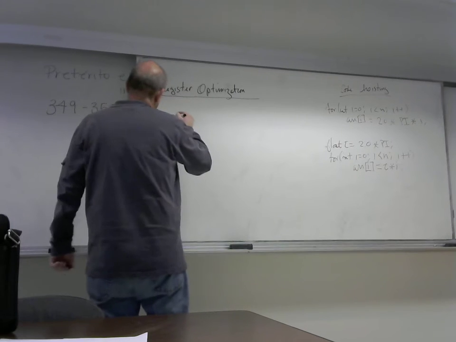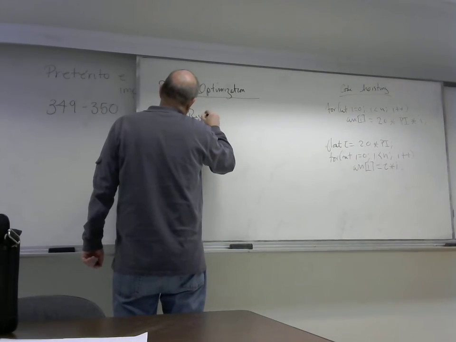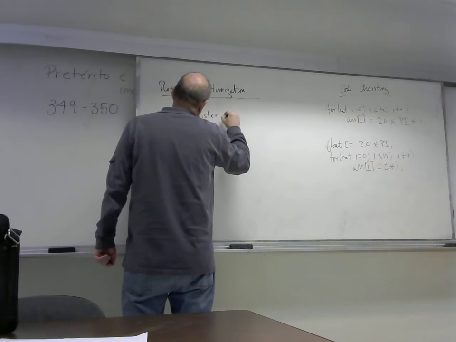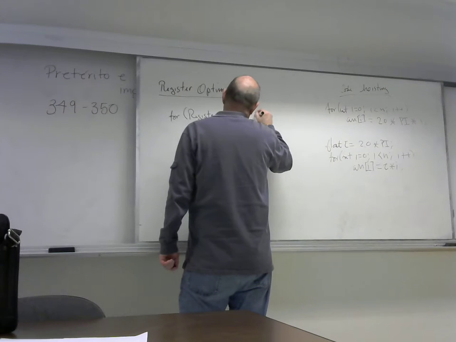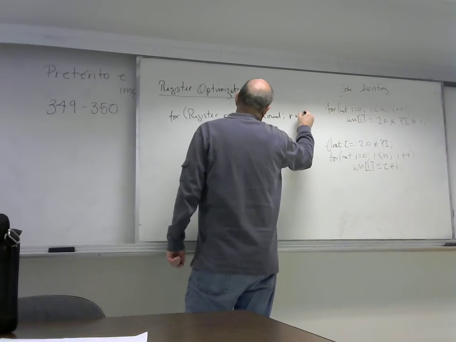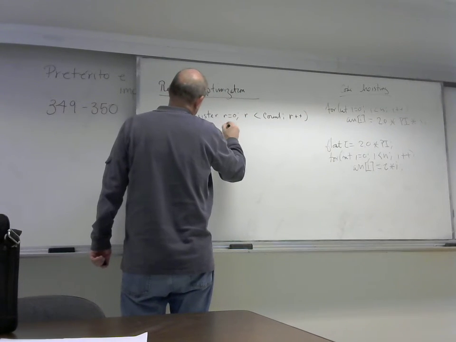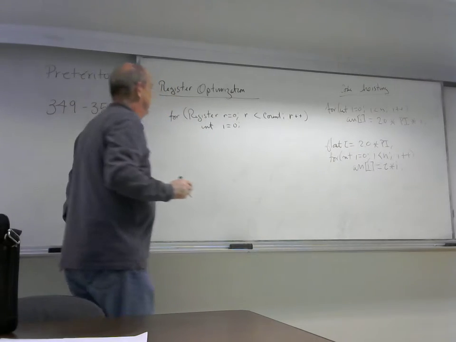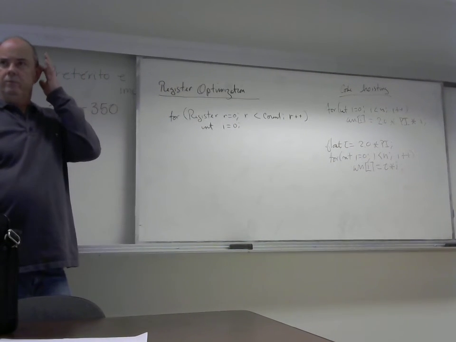But if you have a memory location, what is the difference between the two? Register R = 0, R less than count, R plus plus, versus int I. Is there much of a difference in performance?